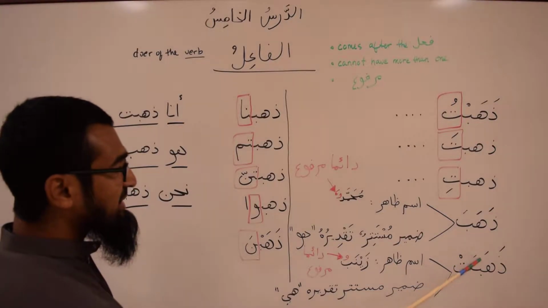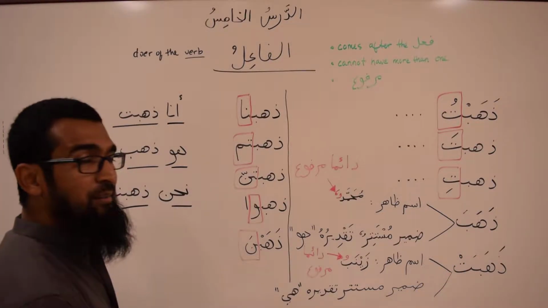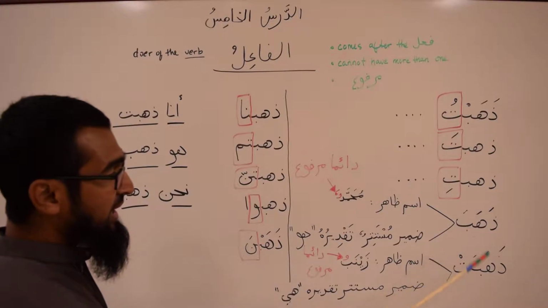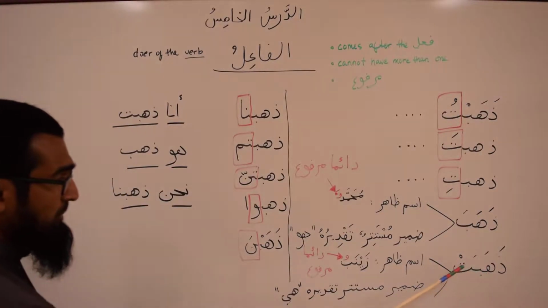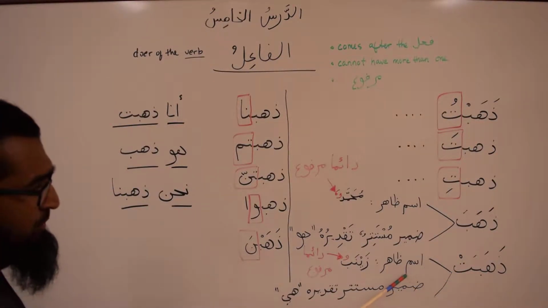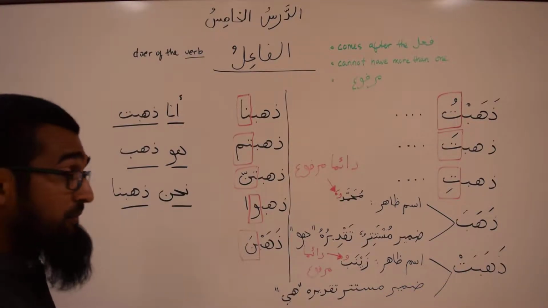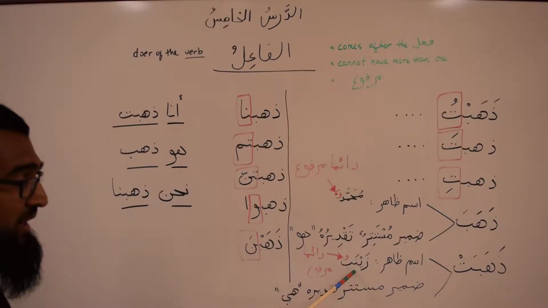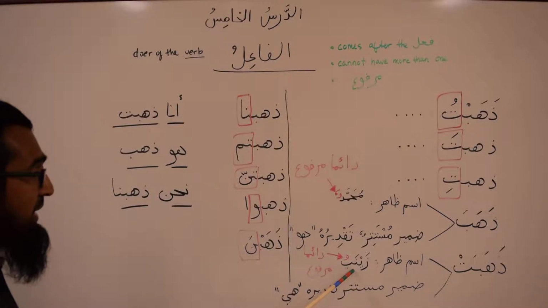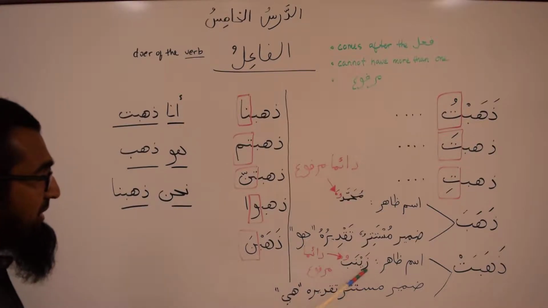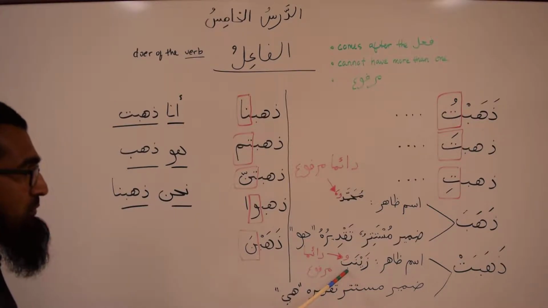Now dhahabat, the exact same scenario happens as dhahaba. Dhahabat, the fa'il could be an ism dhahir, right? But obviously dhahabat, it's feminine. It could be Zainab, it could be Aisha, it could be al-bintu, and so on. So dhahabat Zainabu, dhahabat Aishatu, dhahabat al-bintu, and so on.